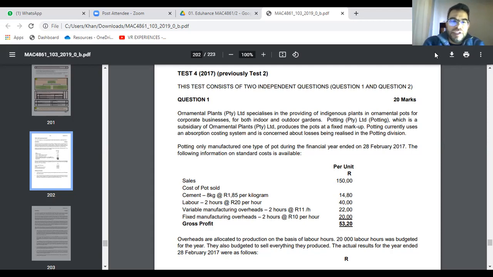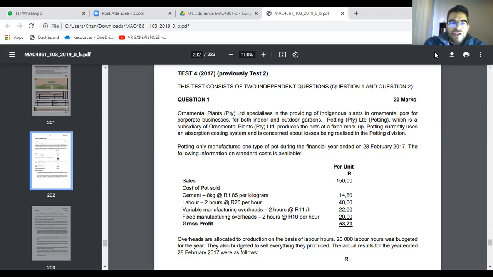Okay, so let's start with question 1. So we're going to do this 20 marker. They say Ornamental Plants specializes in the providing of indigenous plants in ornamental pots for corporate businesses for both indoor and outdoor gardens. Potting, which is a subsidiary of Ornamental Plants, produces the pots at a fixed markup. Potting currently uses an absorption costing system and is concerned about losses being realized in the potting division.